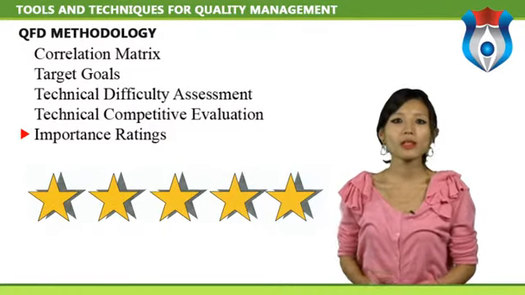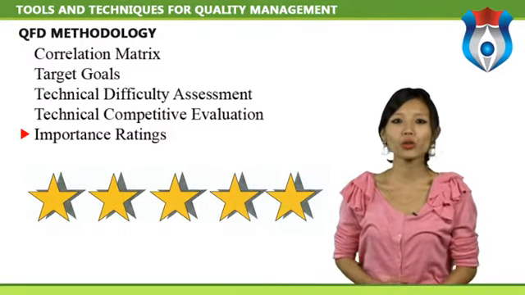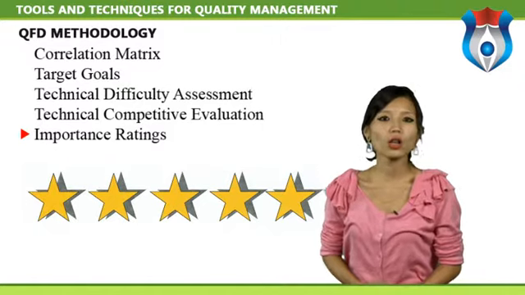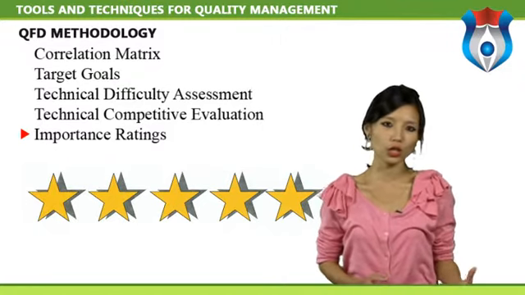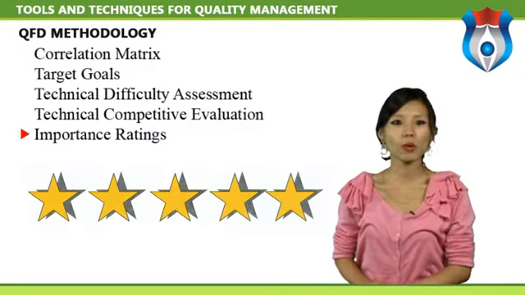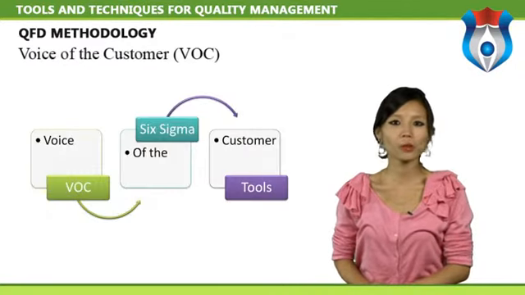Importance ratings. This is the final step of finishing the HOQ for phase 1. For each column, sum all the raw numbers, each of which is equal to the product of the relationship rating and the customer's importance rating. Voice of the customer, VOC.